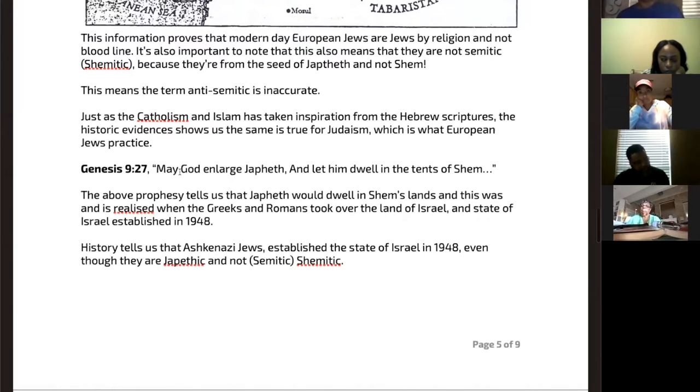Genesis 9:27, may God enlarge Japheth and let him dwell in the tents of Shem. The above prophecy tells us that Japheth would dwell in Shem's land. And this was and is realized when the Greeks and Romans took over the land of Israel and the state of Israel was established in 1948.